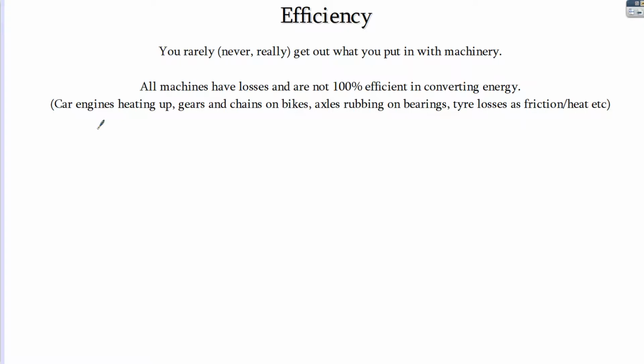Car engines heat up, and the purpose of a car engine isn't to warm you up, it's to get you moving. So any heat in an engine is wasted. Gears and chains on bikes grinding against each other, that friction causes heat, that's wasted energy. Axles rubbing on bearings and tyres rubbing against the road is friction and heat. It's all wasted energy, so you never get out what you put in. So that's worth remembering.